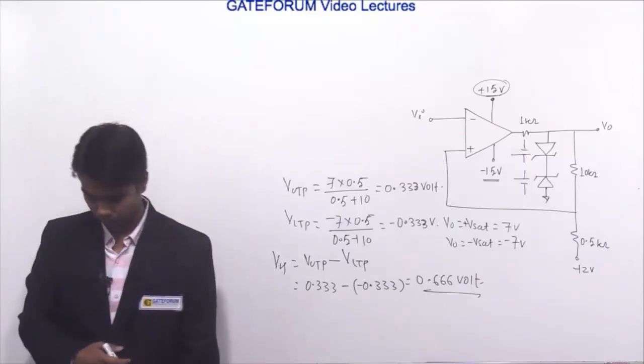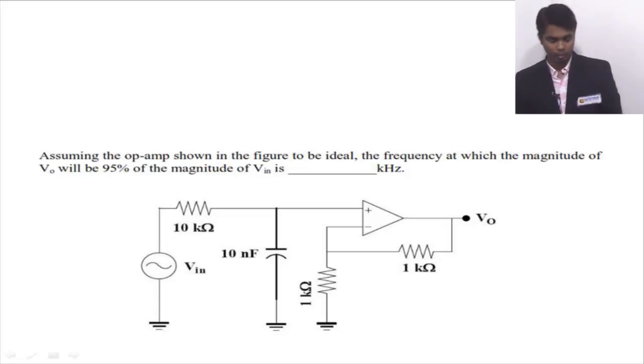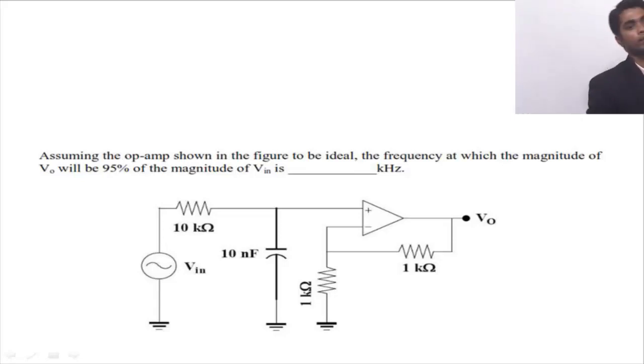Very simple question. Assuming the op-amp shown in the figure to be ideal, the frequency at which the magnitude of V0 will be 95% of the magnitude of Vin is? See, in this question they are asking the frequency at which the output will be 95% of the input. First of all, we will draw the circuit diagram.